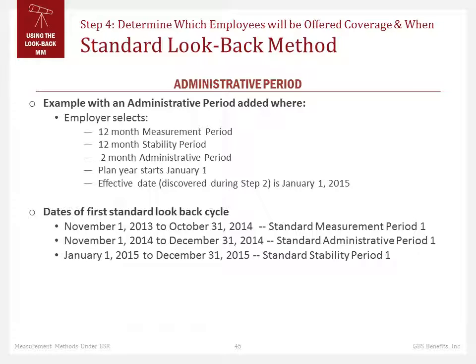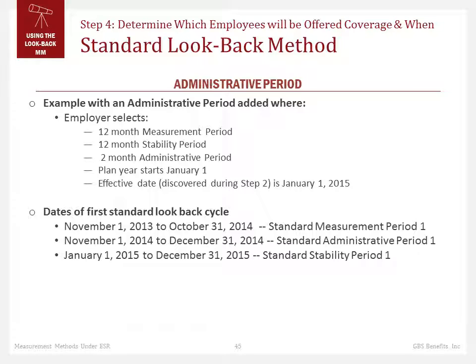November 1, 2013 to October 31st, 2014 is your standard measurement period 1. This is because you need to do all your measuring before January. Remember, your effective date is January 1, 2015. You've got to do your measuring prior to that time in order to determine who needs to be on coverage by January 1. Because that January 1 is your standard stability period, or when your first standard stability period starts.